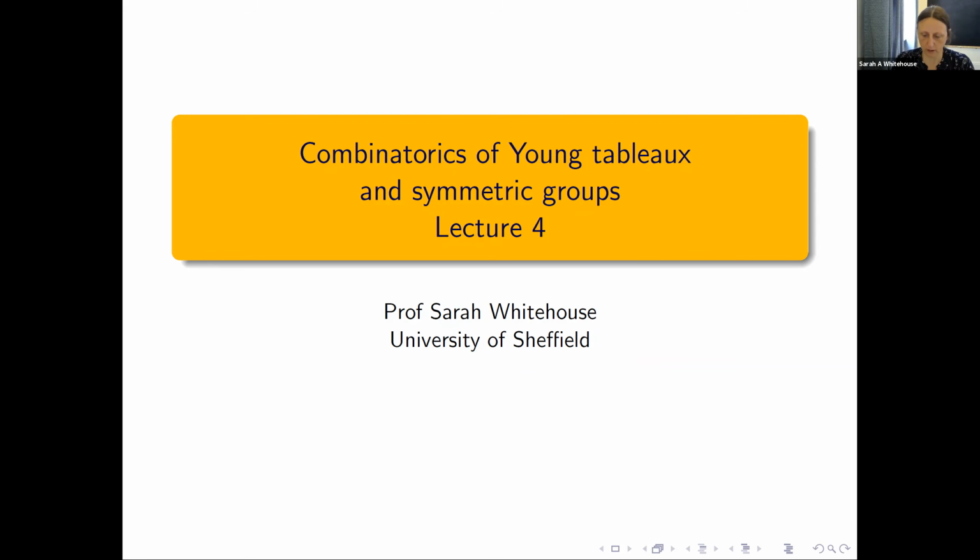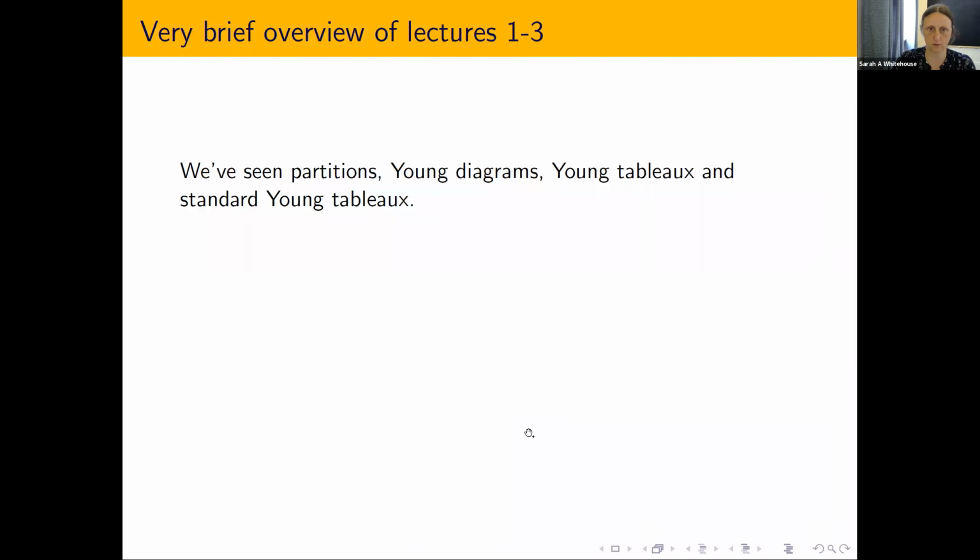So what am I going to do in this last lecture? Let me start with an overview of the 3 lectures that we've had so far. This is going to be very brief, just to remind you what I've done so far. At the very beginning, we saw some stuff about the symmetric group, and we're coming back to that in this lecture. But after that, we've seen a whole bunch of combinatorial objects: partitions, Young diagrams, Young tableaux, and especially standard Young tableaux. I won't remind you exactly what those are, although we'll see them again later in this lecture.